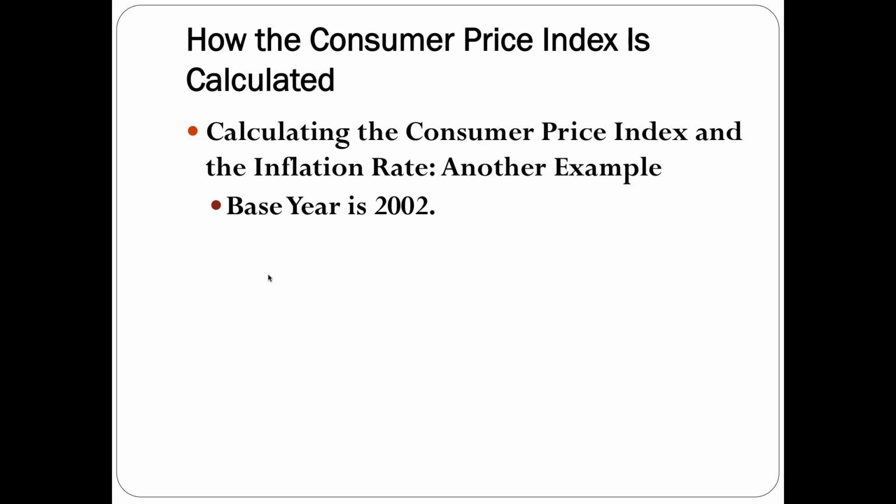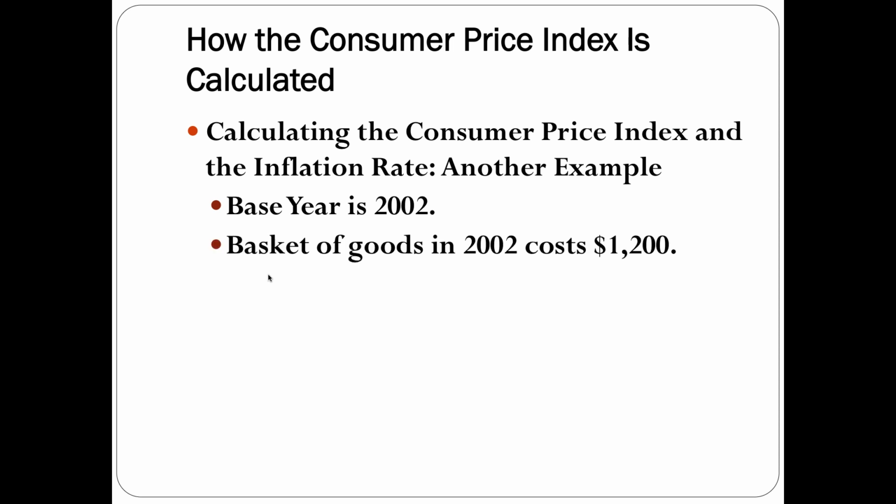All right, so let's do another example here. Let's say we have a base year of 2002. And this is going to be not calculating the inflation rate, but the actual CPI. So our basket of goods in 2002 cost $1,200. In 2004, it costs $1,236. So what we're going to go ahead and figure out here is our CPI.